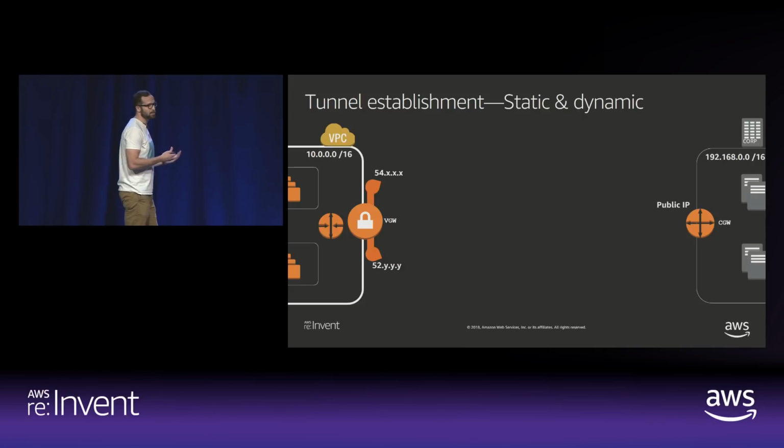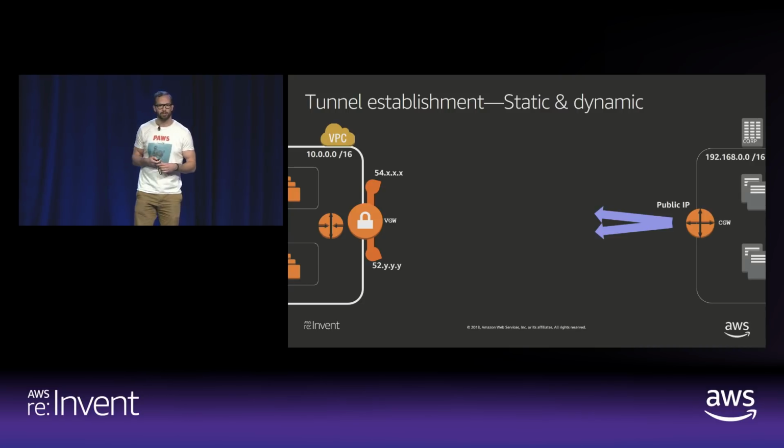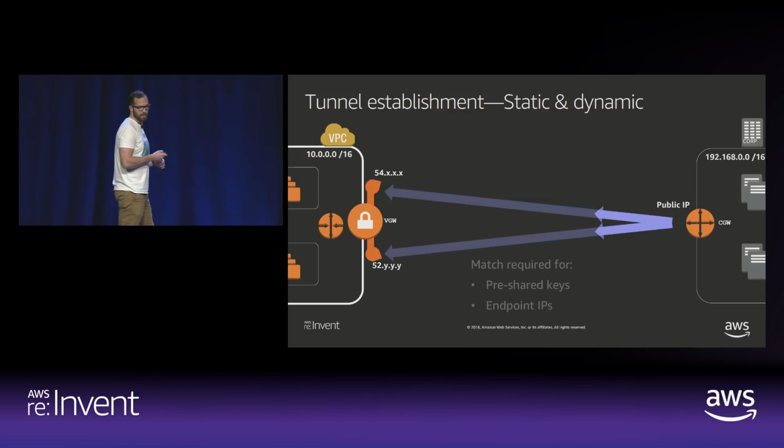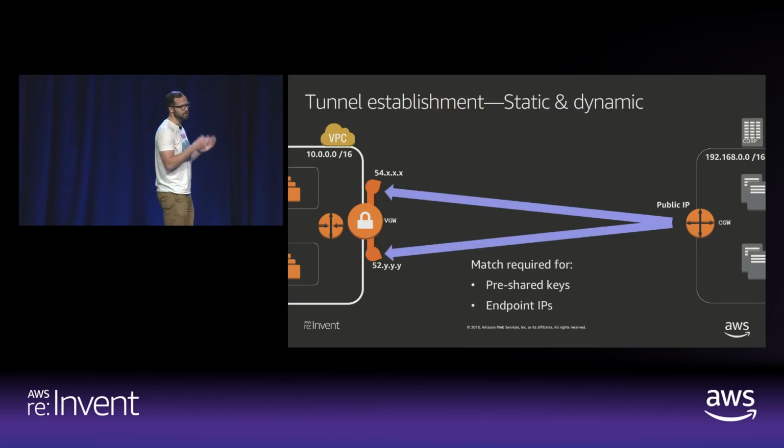So then you can start establishing your VPN, but which side of the connection actually initiates the connection? And it always has to be the customer gateway. So if you configure your customer gateway to listen and wait for incoming tunnel connections, the tunnel will never come up. And then when that customer gateway initiates the connection, it hits those two VPN termination endpoints.